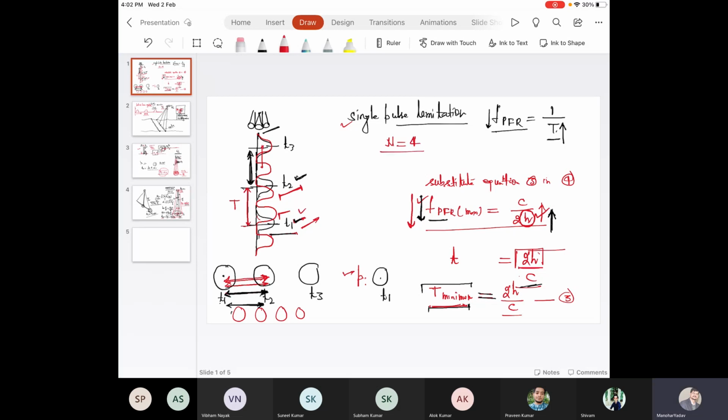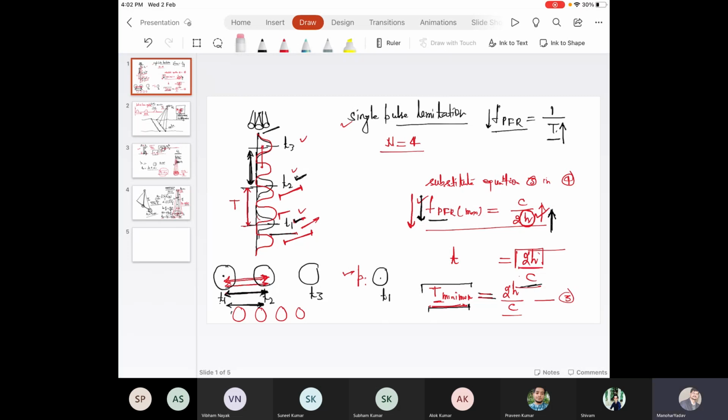So let's say this T1, T2, T3, and T4. 4 pulses are fired in one go before receiving the return of T1. So T1, T2, T3, T4 are fired. Then after that, a return of T1 is received at the receiver. So the sensor has the capability to identify 4 pulses before receiving the return from pulse T1. Okay. So in that case, what will be the T minimum?